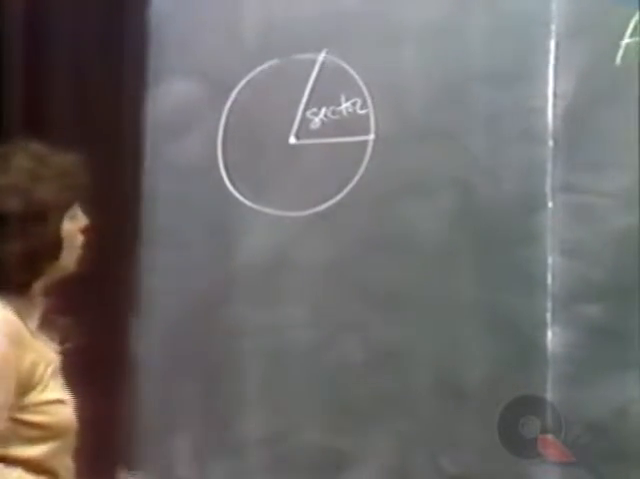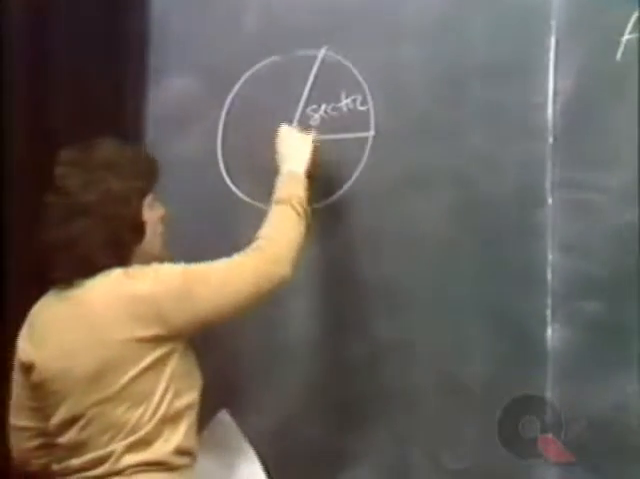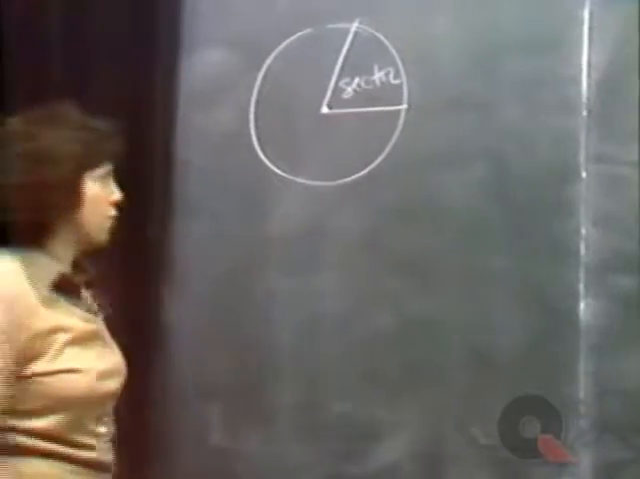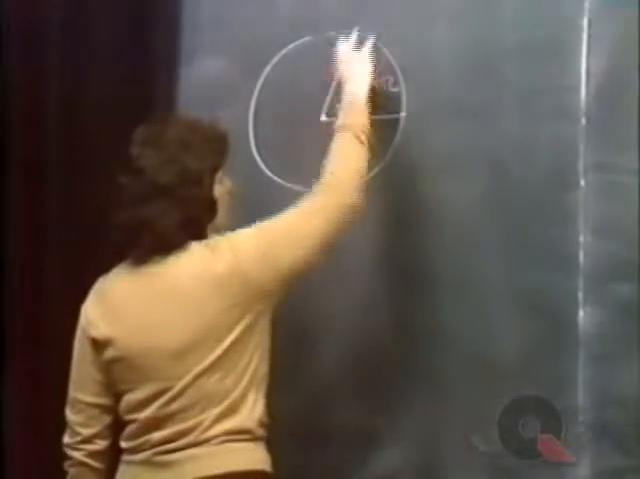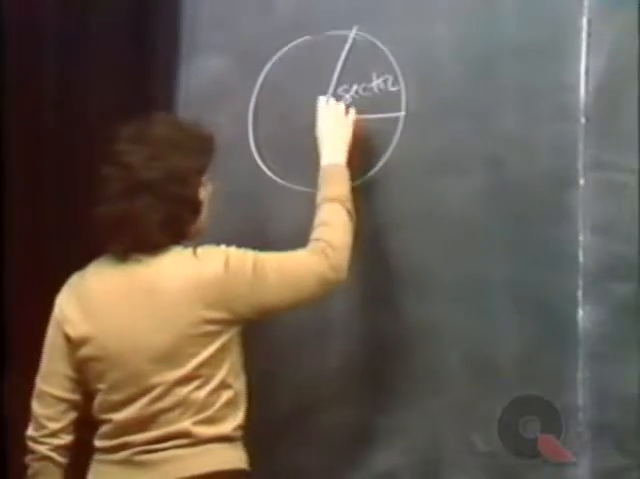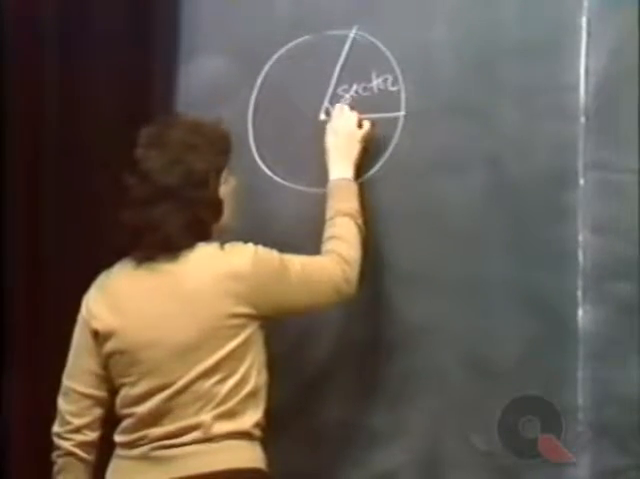Let's say we know the measure of this angle. This angle is called a central angle, an angle formed by 2 radii. They come together at the center like that. This is a central angle. Let's say in this particular example that this angle is 60 degrees.